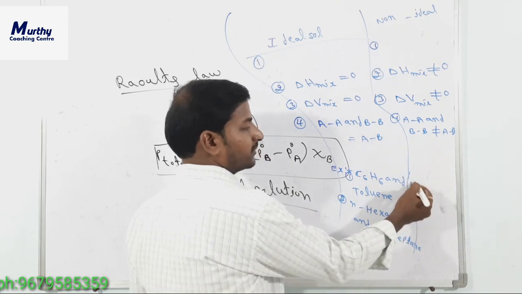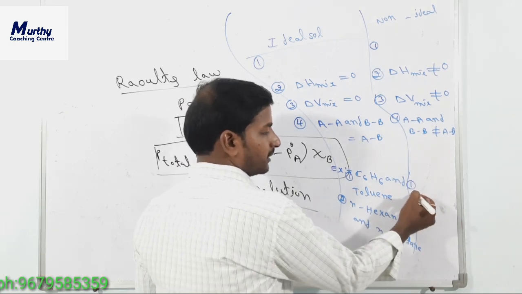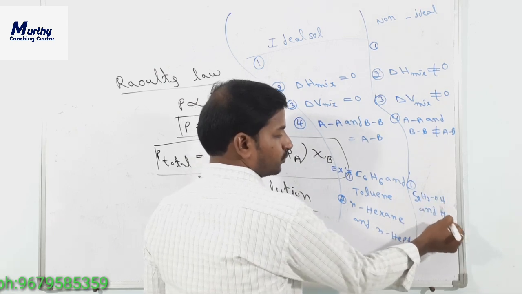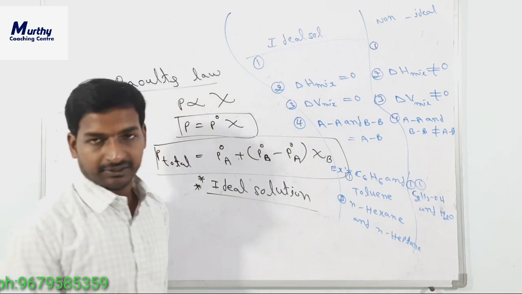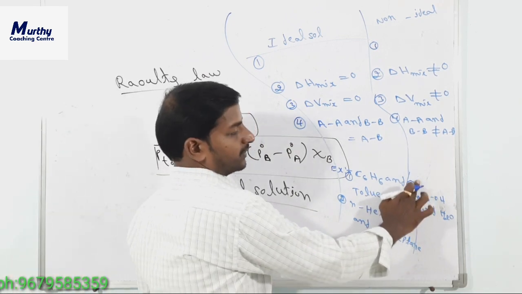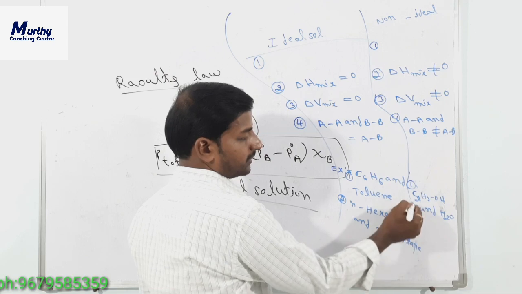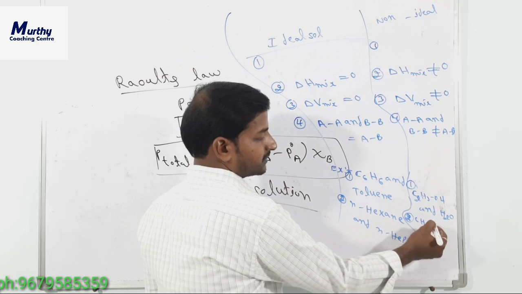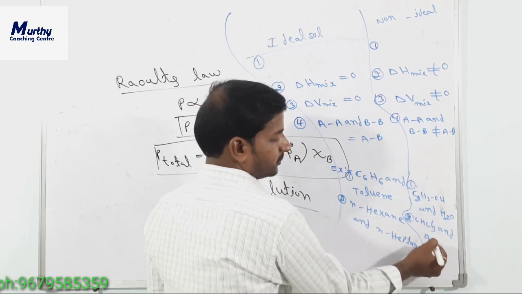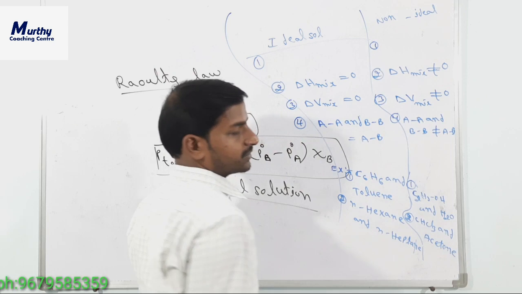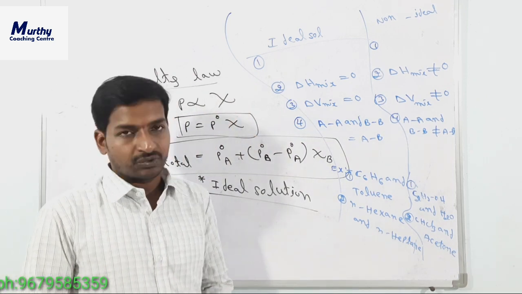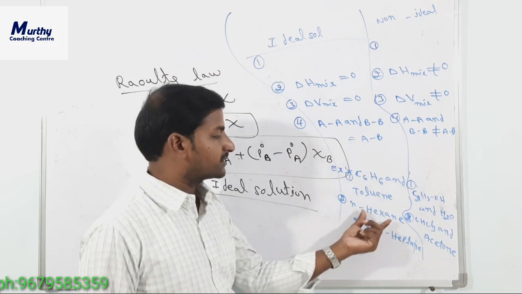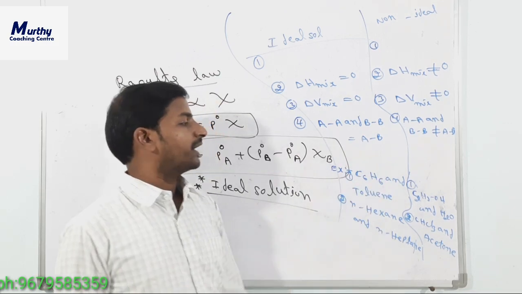Next, non-ideal solution. One example is C2H5OH, ethanol, and H2O, ethyl alcohol and water. Second example for the non-ideal solution: chloroform, CHCl3, and acetone. So for ideal solution, benzene and toluene is one example, and n-hexane and n-heptane is another example.